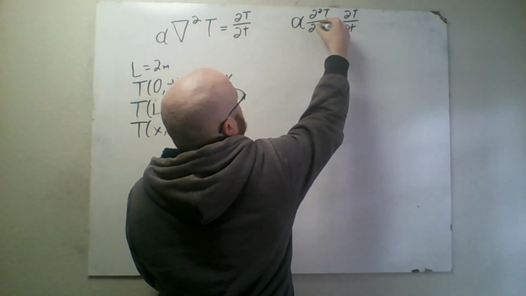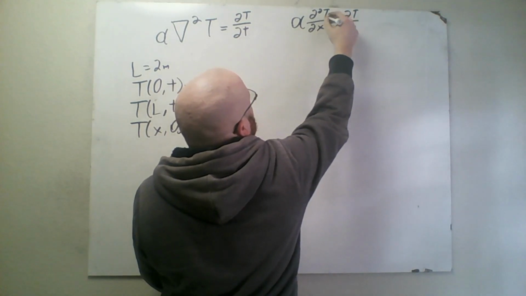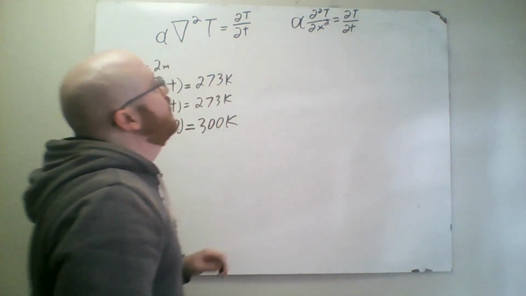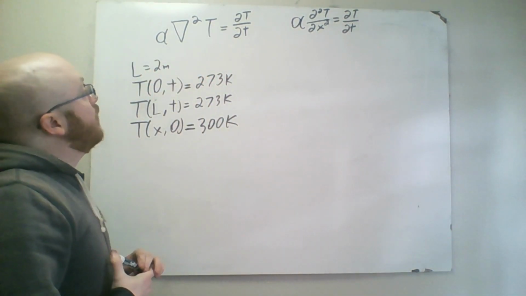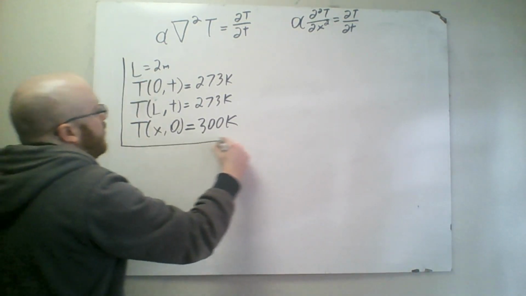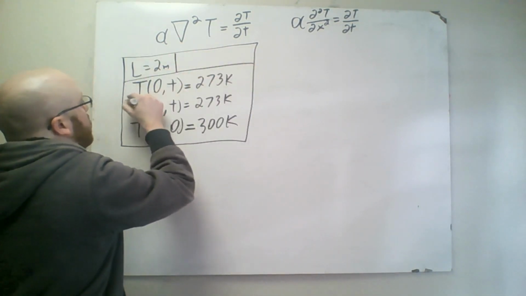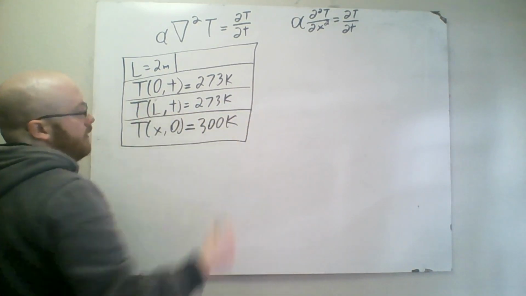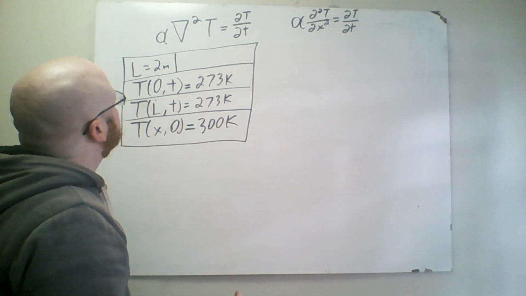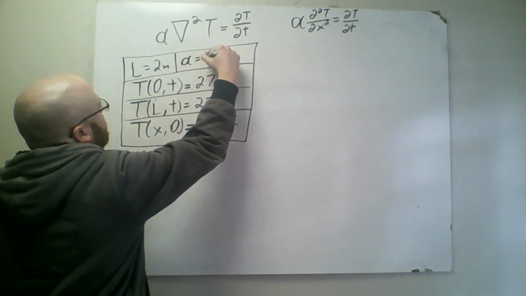It should be dx squared. There we go. Okay, so now we've got the boundary conditions. We should come over here. I'm hoping I can move to the right so I don't keep going off screen. And let's just say alpha is 1.